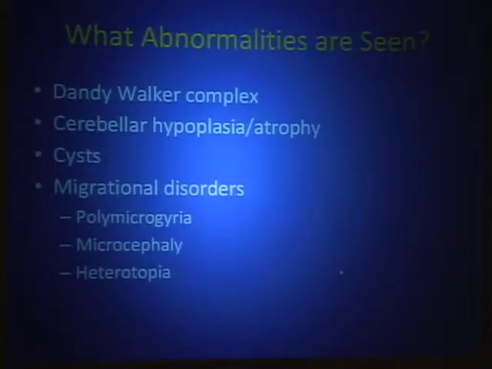So when we talk about cerebellar abnormalities, and you look up PHACE syndrome, you often see Dandy-Walker complex come up, and cerebellar hypoplasia or atrophy. Hypoplasia means that when the cerebellum was forming, it just didn't form completely. There's one part that was absent or smaller or irregular. You can also have migrational abnormalities with polymicrogyria, microcephaly, or heterotopia, and I can go into more detail with those as well.